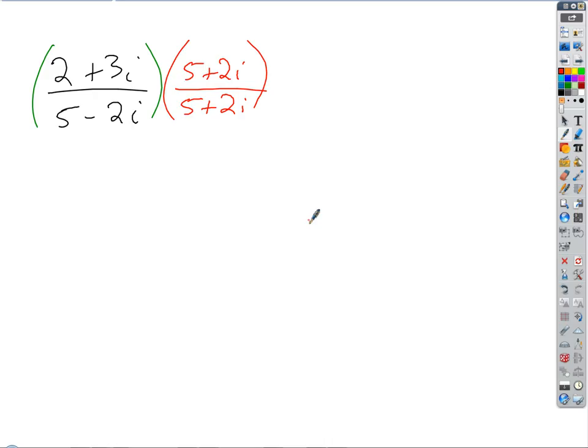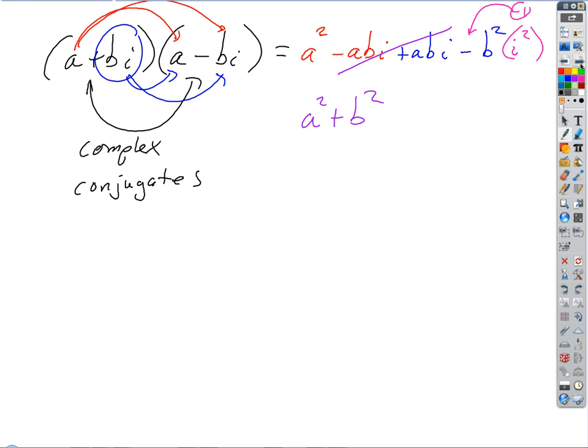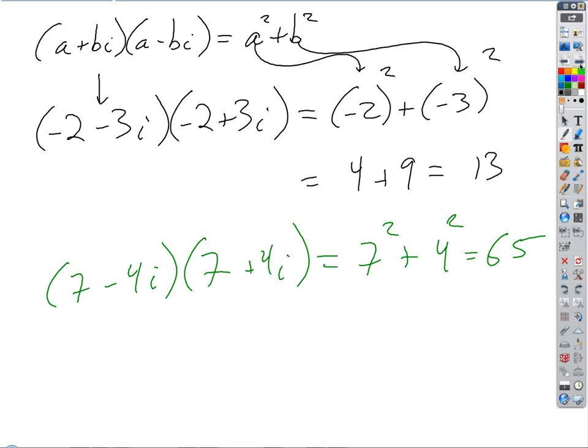Now, what's that going to give us on the bottom? Ellie, what number are we going to get on the bottom? Because I'm multiplying complex conjugates. What squared plus what squared? What do you think? All this is, we're just doing an example of that, right? If I multiply a plus bi and a minus bi, I get whatever that number is squared plus whatever that number is squared. The positives, right?